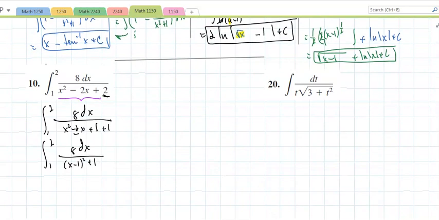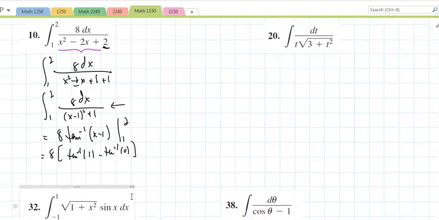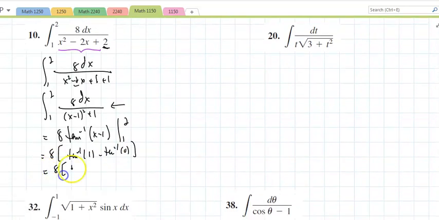Here we go. So, I know this is the inverse tangent of x minus 1 evaluated from 1 to 2. And if you'd like to use a u sub right there, you can go ahead. U equals x minus 1 and proceed. That's going to be inverse tangent of 1 minus inverse tangent of 0. And the inverse tangent of 1 is pi over 4 minus 0. So that is pi over 4. There. That takes care of that problem.